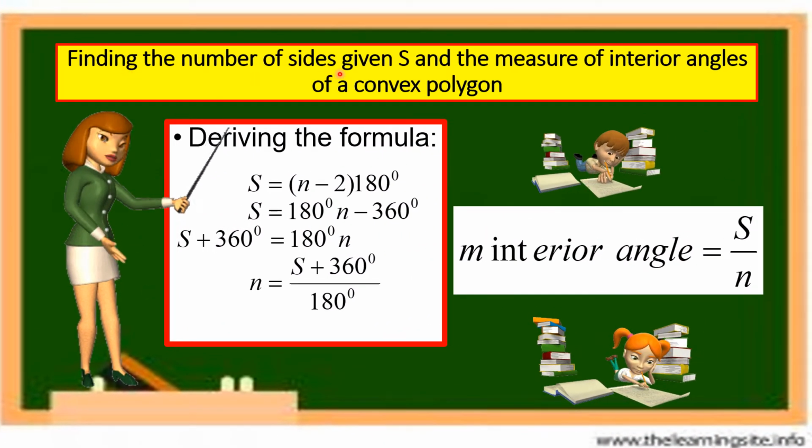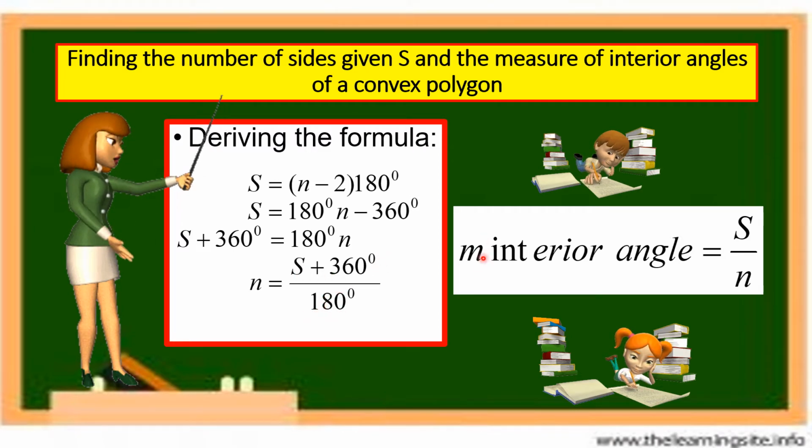Finding the number of sides given S, the sum of the measures of the interior angles of the convex polygon. Deriving from the formula S equals N minus 2 times 180 degrees. 180 times N is 180 N. 180 times negative 2 is negative 360. S plus 360 equals 180 N. So N equals S plus 360 degrees divided by 180 degrees.